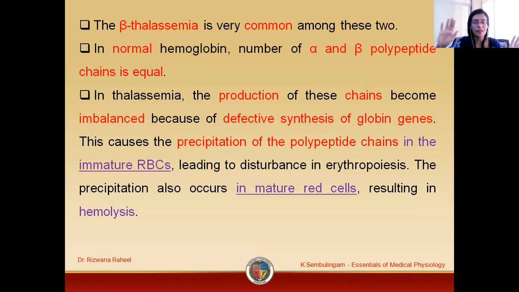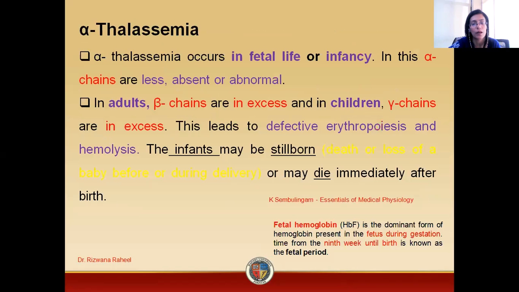So basically what is happening in thalassemia, there is precipitation. Precipitation may possibly occur in the mature cells. So ultimately we are getting RBCs which can get easily lysed, which can easily undergo hemolysis.